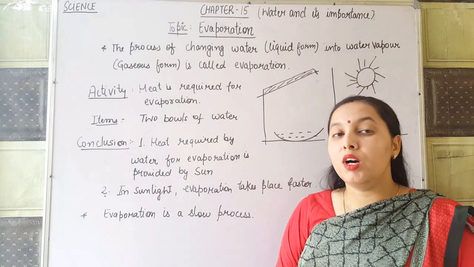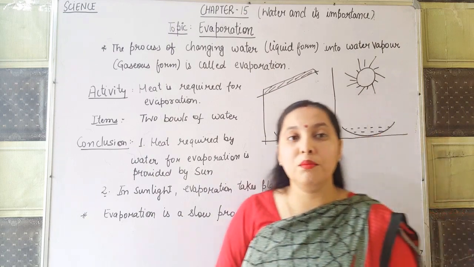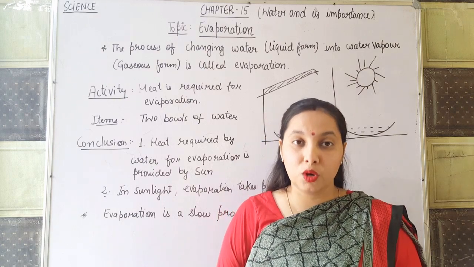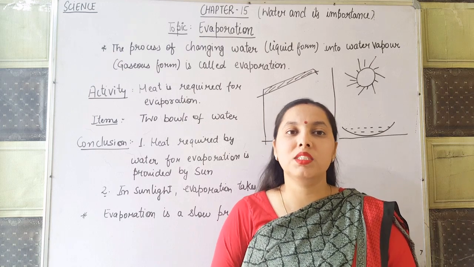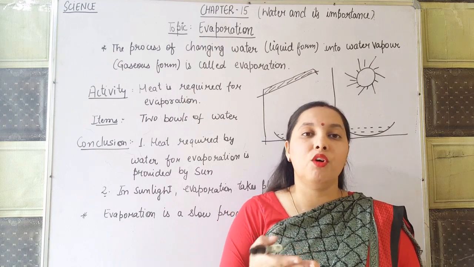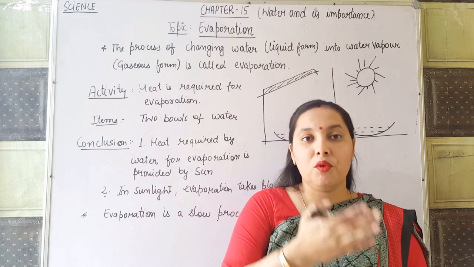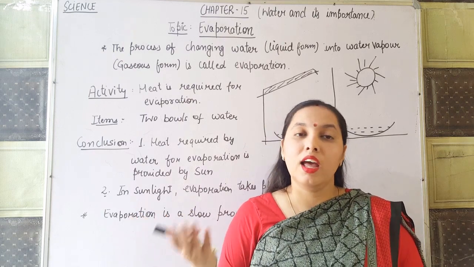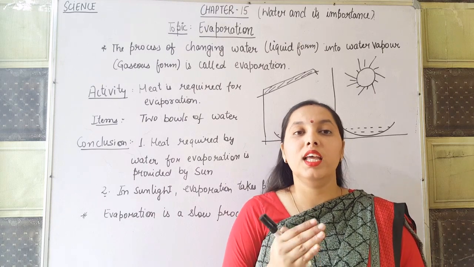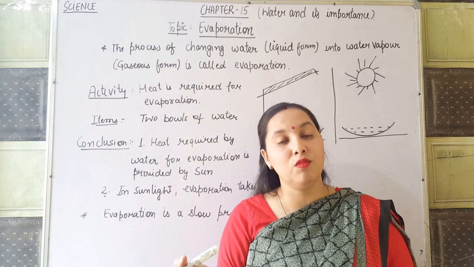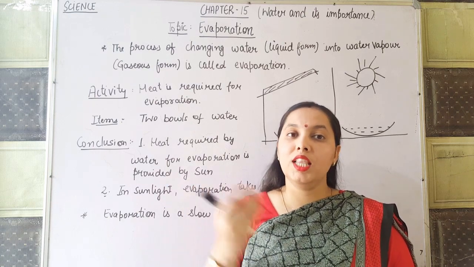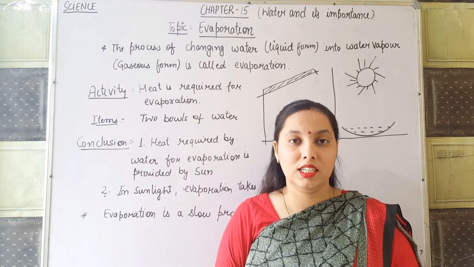Now, when you put some wet clothes outside, what do you observe? After some time the wet clothes dry up. Now think, where does the water go? Yes, the water goes into the air and the clothes dry up. It means the water is changed into its vapors when kept in sunlight.